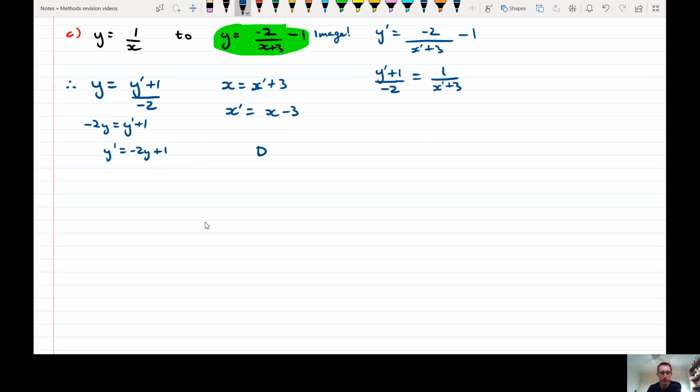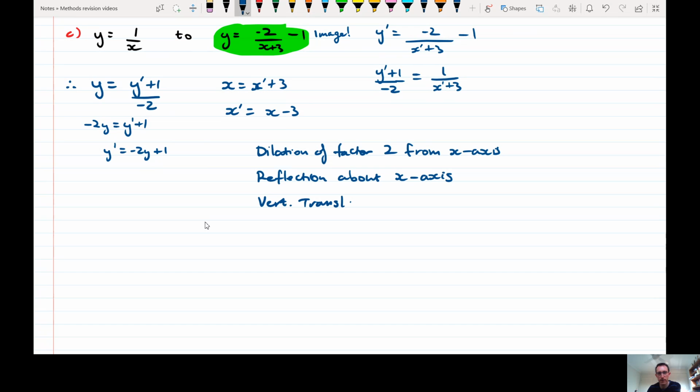So to list them all off, we start with dilation of factor 2. It's affecting the y value, so it's from the x-axis. Then we have a reflection, it's affecting the y value, so it's around the x-axis. Then we have a vertical translation, so translation of 1 unit, and it's going up.